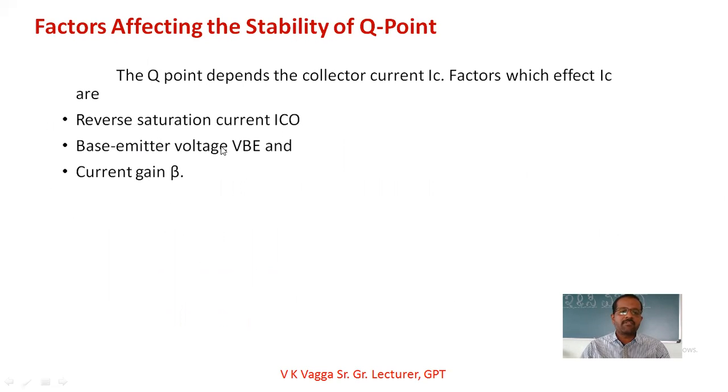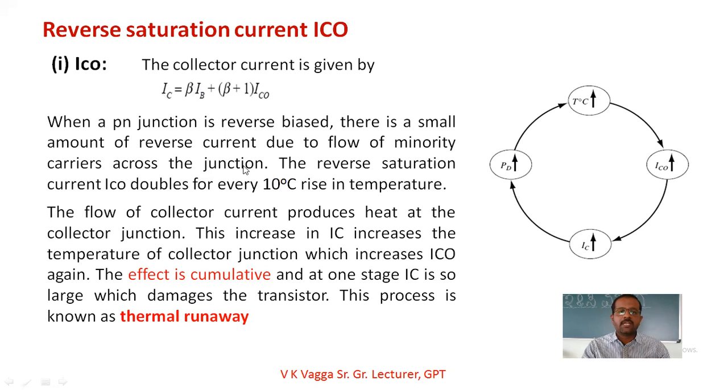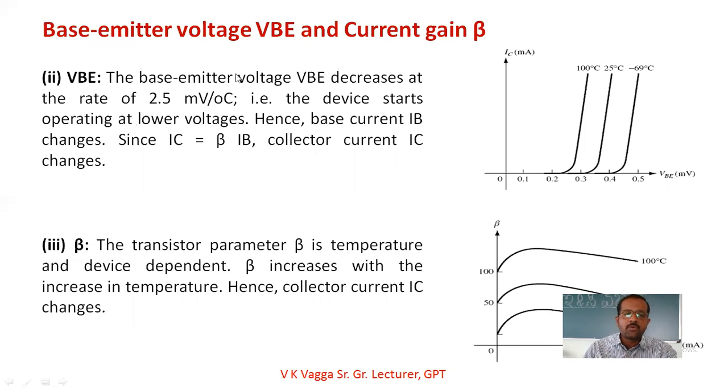If you take another factor, it is VBE, the base emitter voltage. It decreases at the rate of 2.5 microvolt per degree Celsius. So you can observe here that as the temperature increases, the value of VBE decreases.